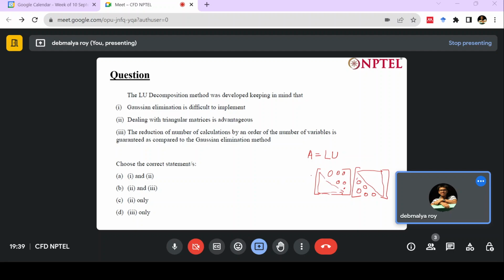From Gaussian elimination we saw that handling triangular matrices is much easier. That's why in the first step itself we decompose A into L and U. So this is LU factorization. A is the coefficient matrix that is decomposed into L and U, and then the equation is solved. The statement says LU decomposition was developed keeping in mind that Gaussian elimination is difficult to implement. Is that true?